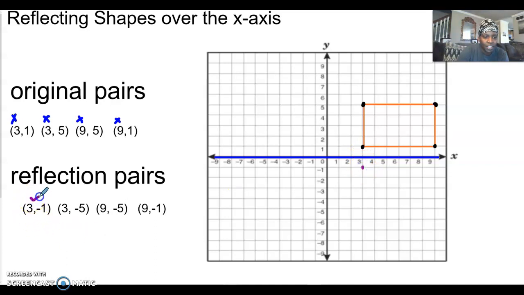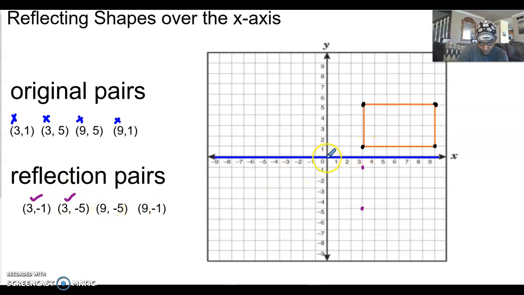So I just plotted this point. Now we're going to 3, -5. We already know this is the location of 3 for our x, and we're going to go down to -5. 1, 2, 3, 4, 5. Plot my next point. Now let's look at 9, -5.